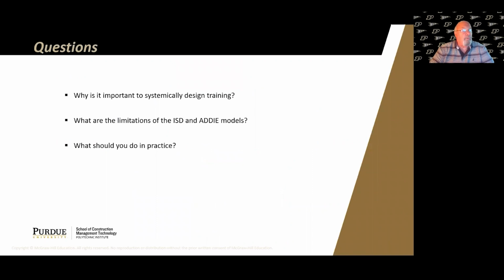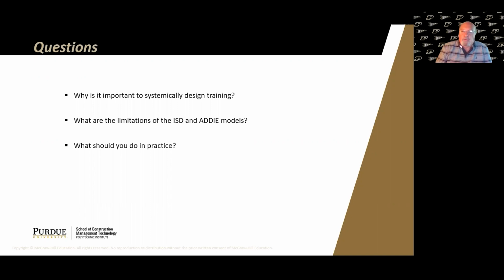So questions for you to think about, because I think that's important: why is it important to have a systemized designing training format? What are the limitations to the different types of models we're talking about? And what should you do in practice? Think about those, because for any process that you go through, having a systemized design process will assure you're successful, and that when you're at the end of the process, you've covered all the gaps.